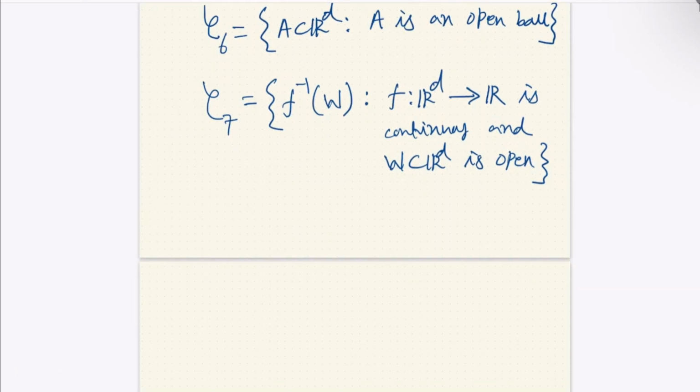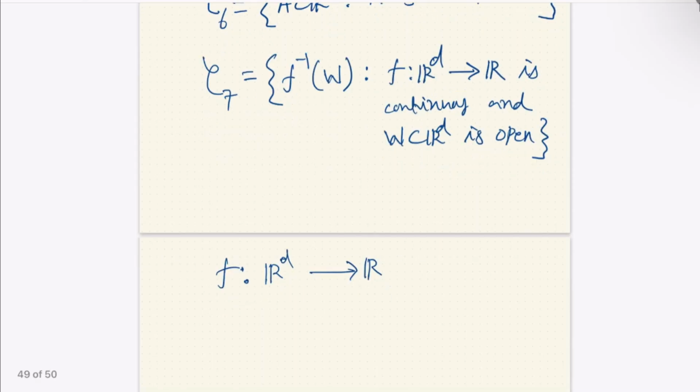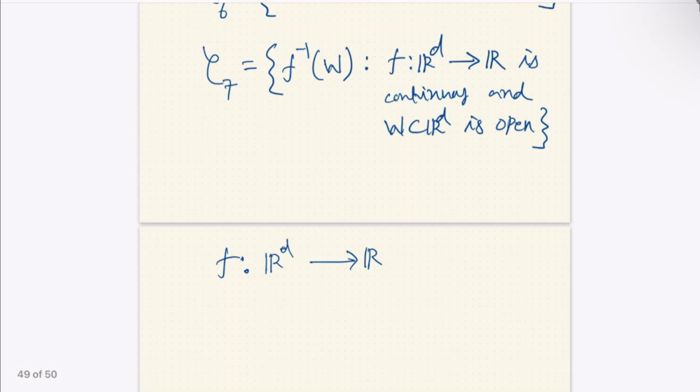So what it is saying, you have RD, you have R, a mapping, a function is a mapping from RD to R. You have an open set here, that is, let's say W is an open set. This is a subset of R. And now the inverse image, F inverse of W, is a subset sitting inside RD. I'm collecting all those subsets for every open set in R.